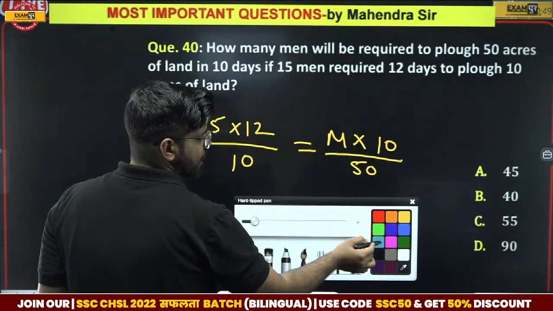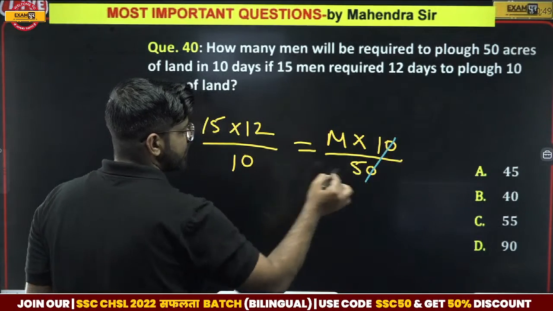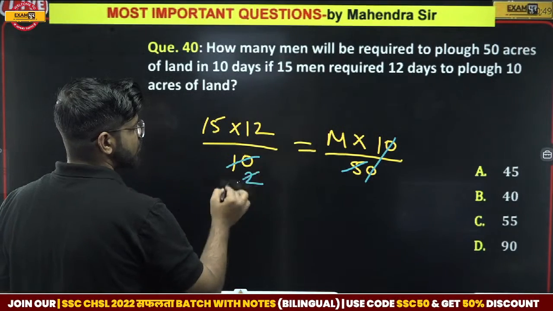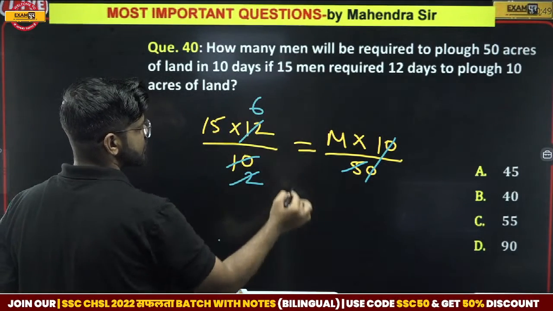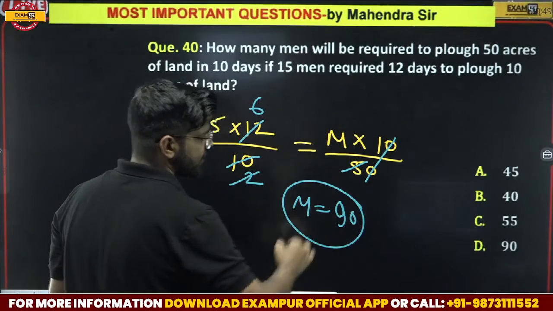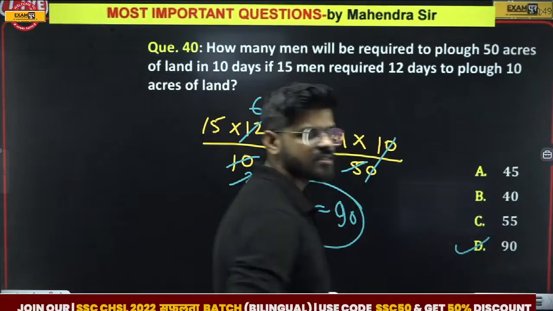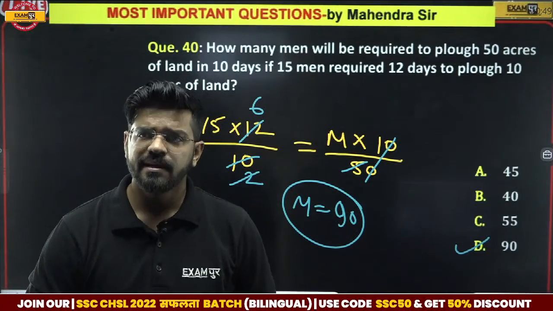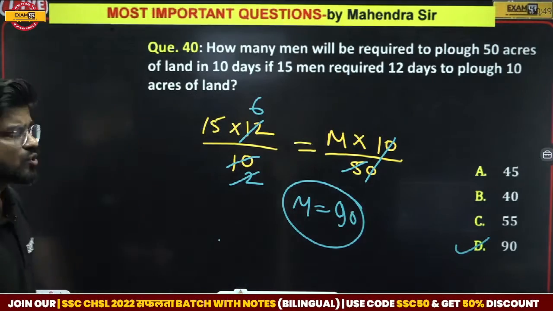Okay. So 0 will be cancelled out and 5 cancelled out by 2 here. 2, 6, 15 6s are 90. Is there 90? Yes. Option number D is my right answer. Clear to everyone? Superb.